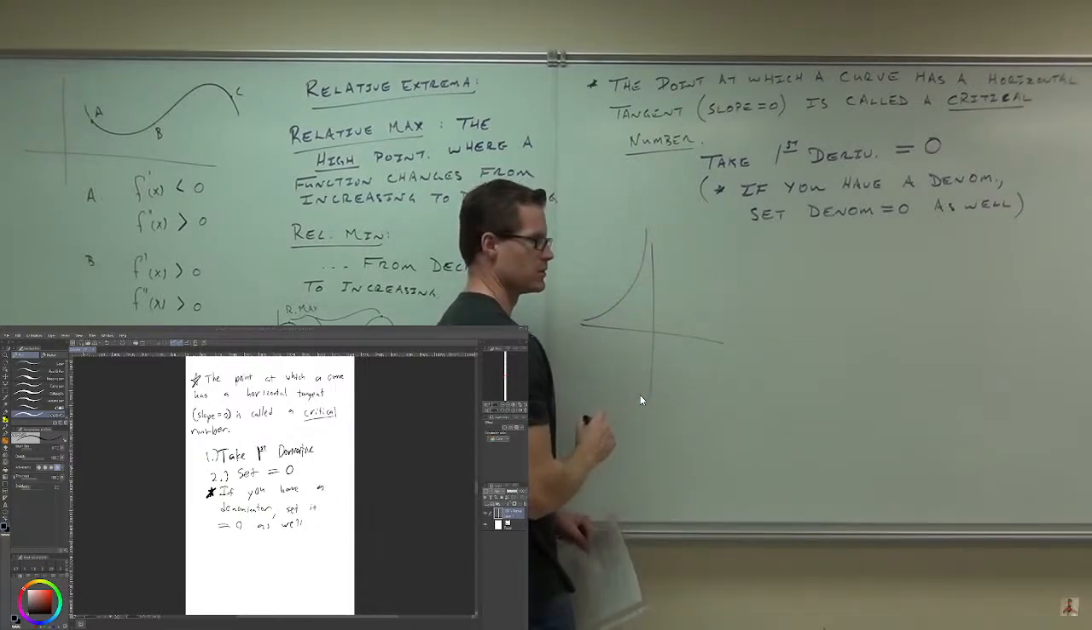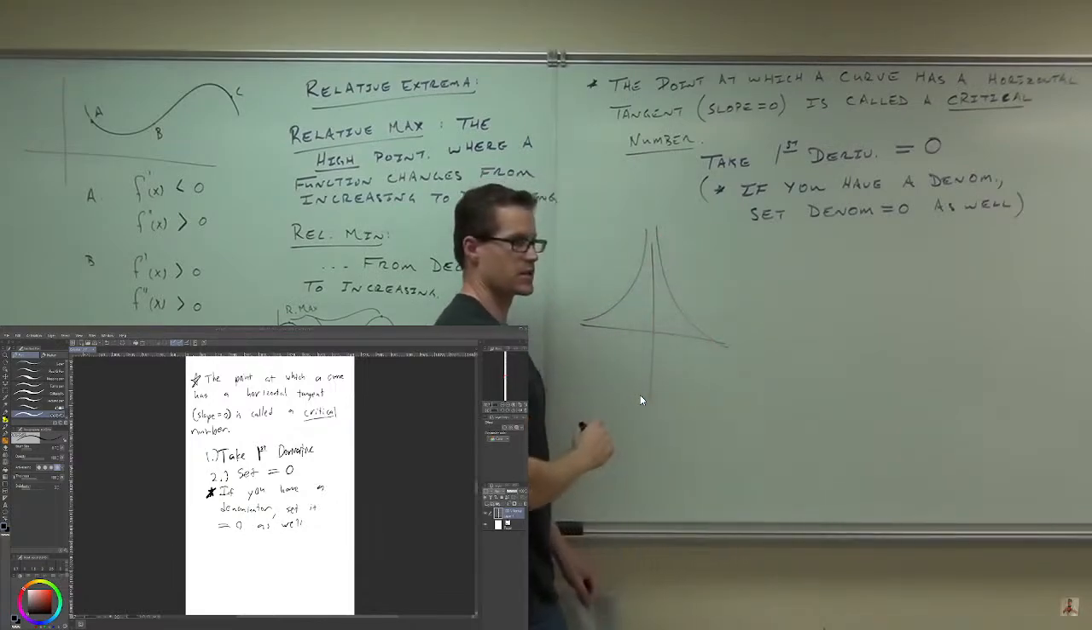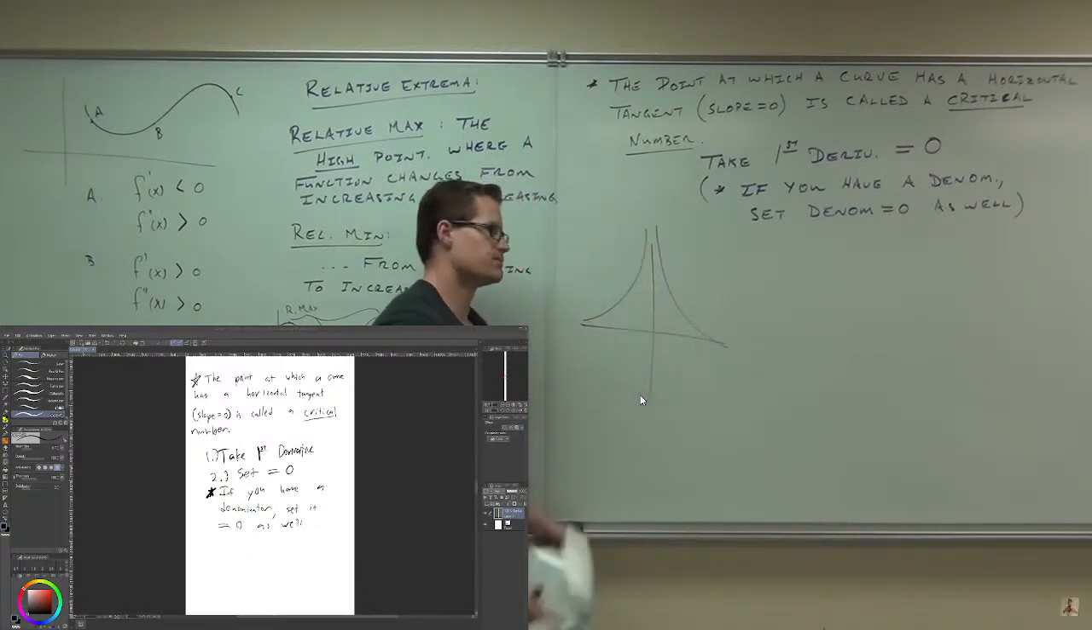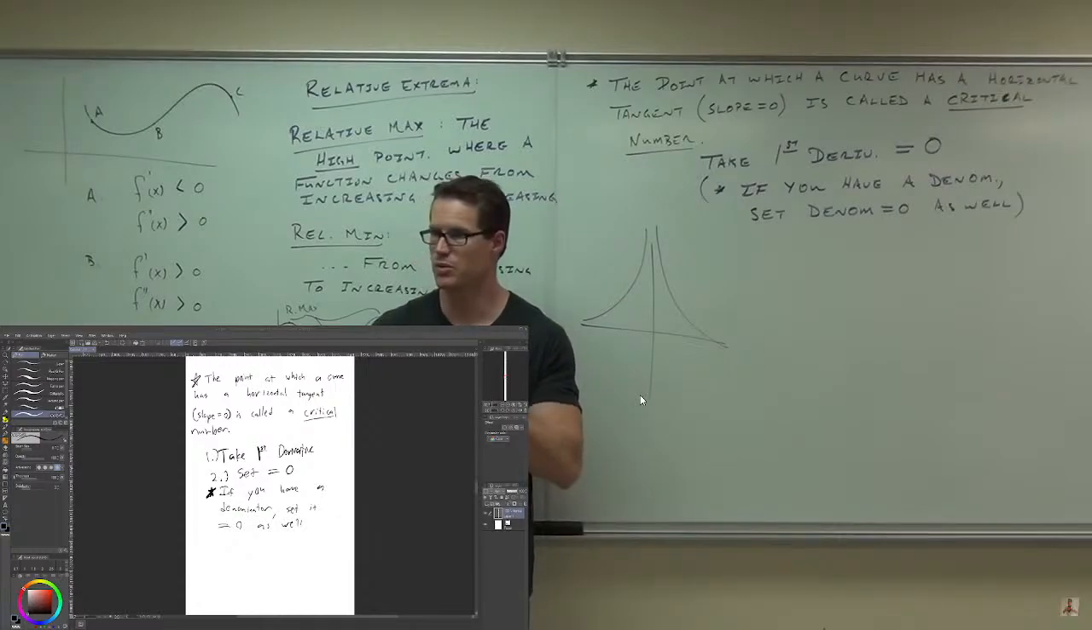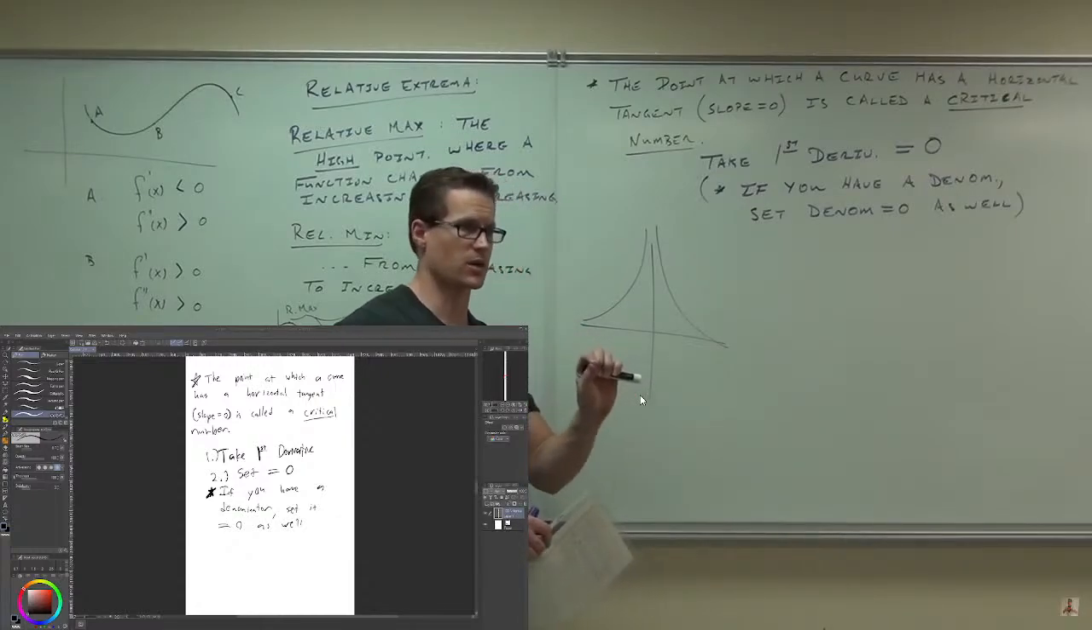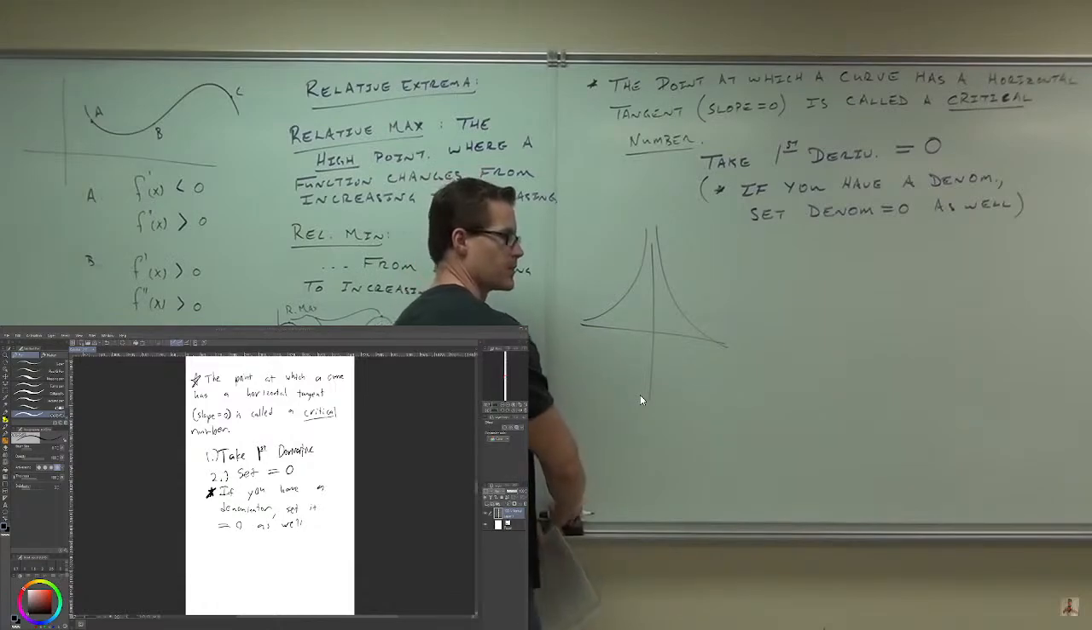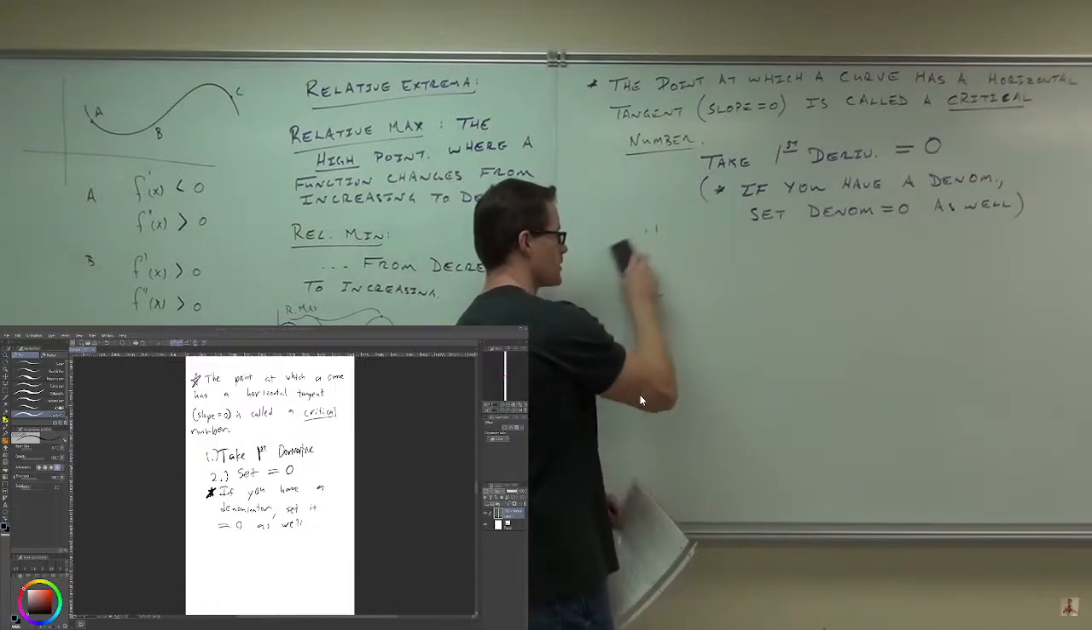Increasing, true? Decreasing, yes? Slope is undefined. You're going to change from increasing to decreasing at that point. Even though it's not differentiable, that gives you a point of changing from increasing to decreasing. Do you see what I'm talking about? So denominator in the first derivative? In the first derivative. You set it equal to 0? Yes. Okay.